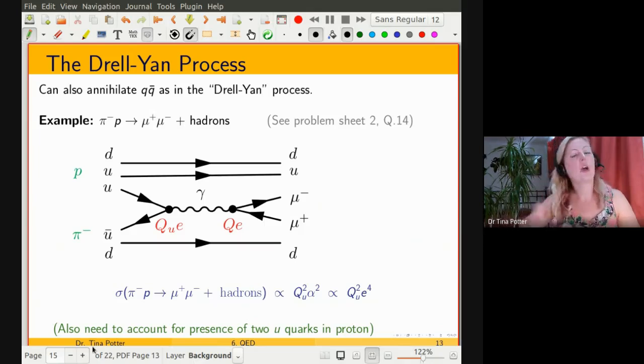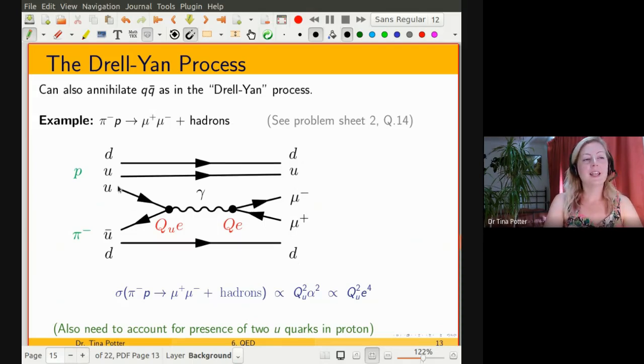Okay, so we can also have QED interactions when we annihilate quarks, and this is called the Drell-Yan process. So if we're colliding a proton and a pion, we can have a quark anti-quark annihilation to a photon and producing a pair of leptons. And this is something you're going to play with in problem sheet 2, question 14. You're also going to have lots of hadrons in the final state because you still have these spectator quarks left over from the proton and the pion here. For example, you've got 2 downs and an up. They could form a neutron. So you could end up with a neutron and a couple of muons here.